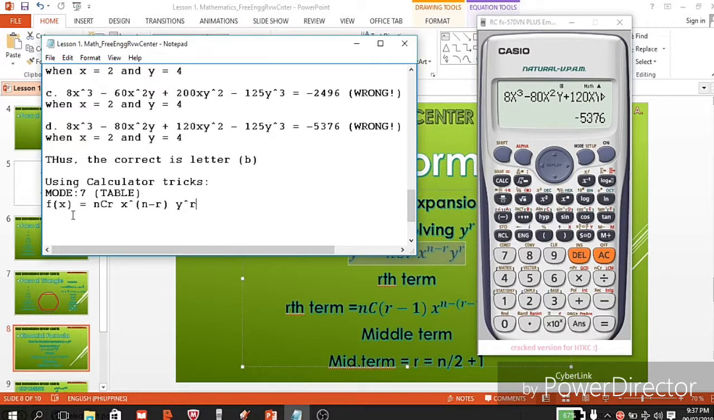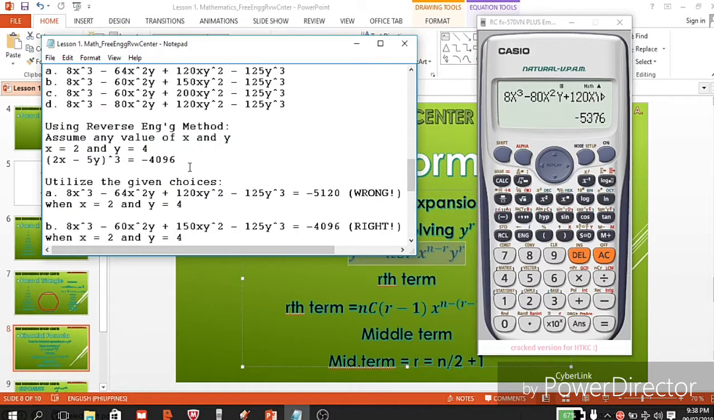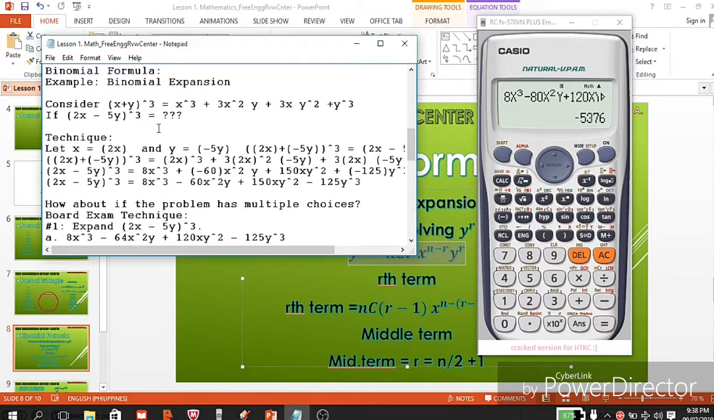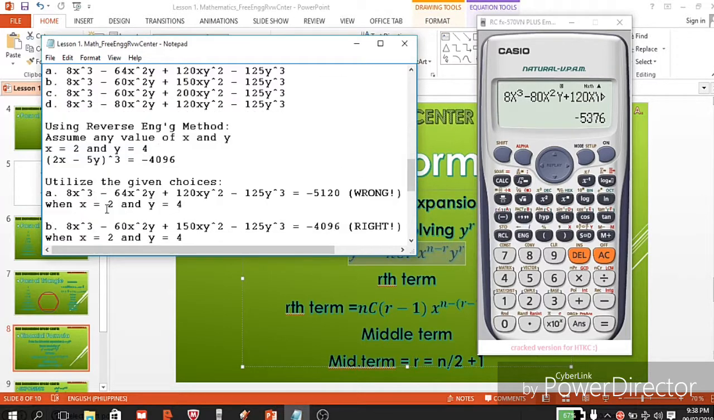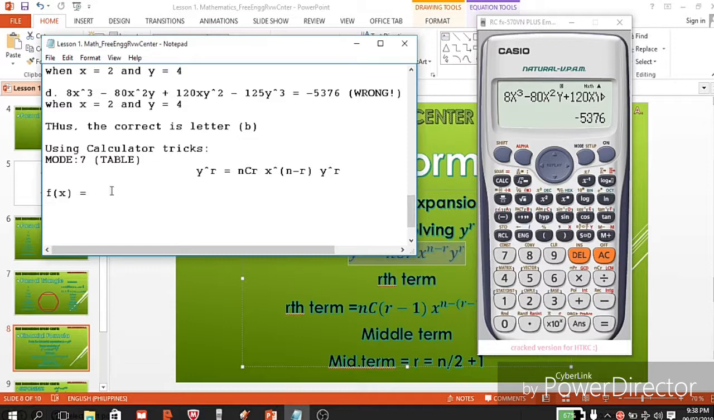So to make that possible, the concept here is: in the function of x, we go to the function of x. We need to type in the problem. This is the problem, this one. So you get that one.